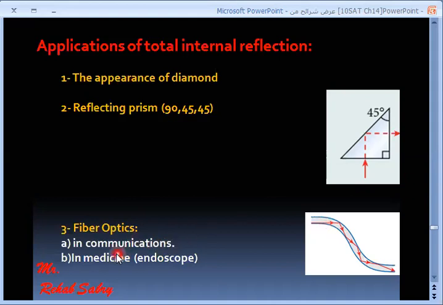So in communications, and in medicine, like the endoscope. You know the endoscope, they use some tube and enter it, for example, from the mouth of the patient till the internal parts of his digestive system and so on. At the end of this tube, there is a camera. This camera can show the physician what's inside the small intestines and so on.